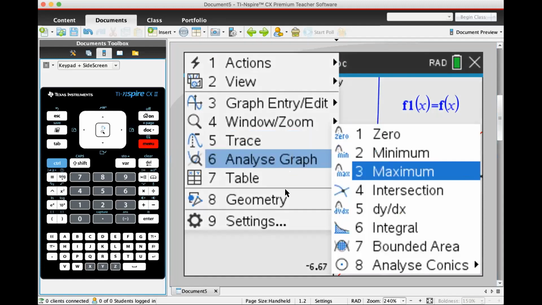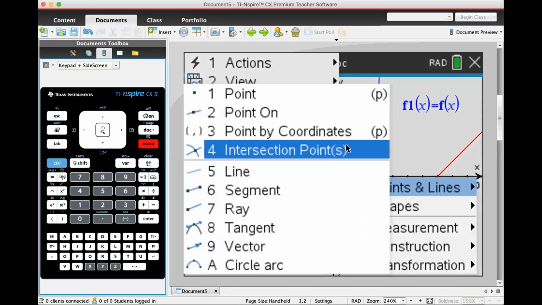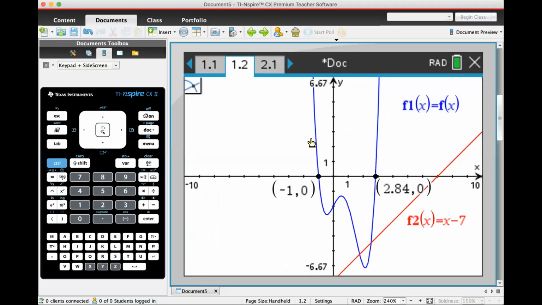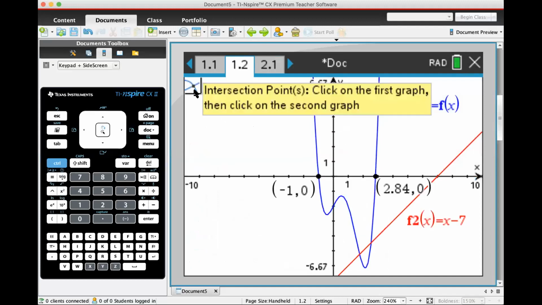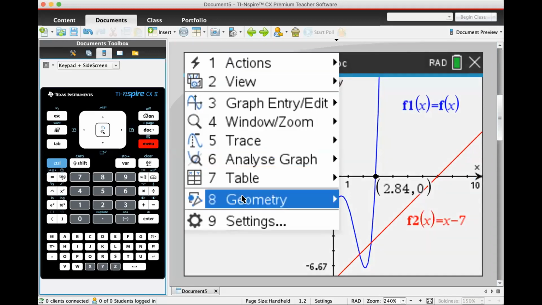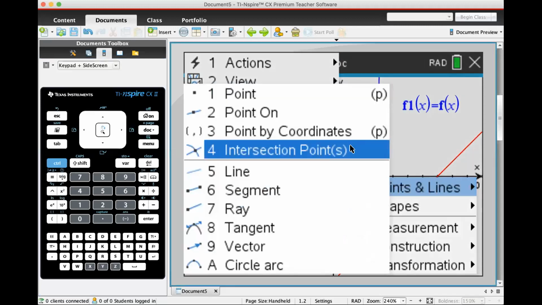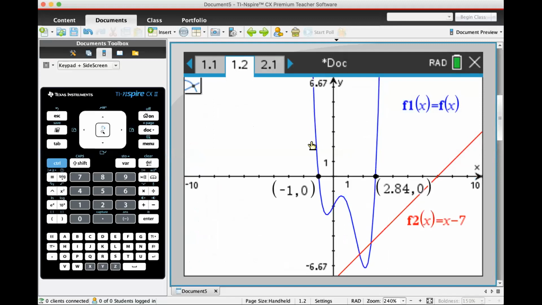However, I like the geometry option here, which can find points of intersection in one go. It says, click on the first graph, then click on the second graph. So I'll do that again. Geometry is much cooler to find the point of intersection. I go to geometry, points and lines, and intersection points. I just click the two graphs, first graph and then second graph. Look at that. The moment I've clicked the second graph, the 2 points of intersection are indicated.